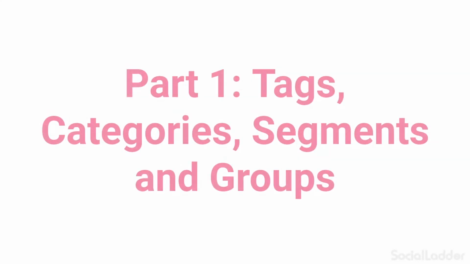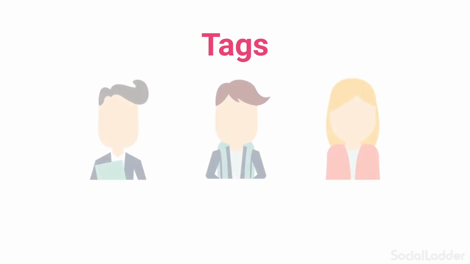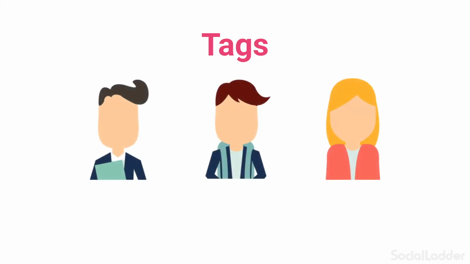First, let's talk about tags. A tag is a keyword that can be added to a specific ambassador profile that indicates something useful about them. Users can have as many tags as needed, and you can use tags to search and sort ambassadors easily. Here are some examples of tags.